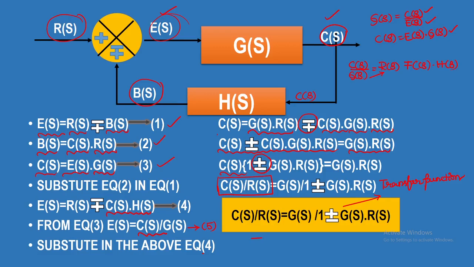Whenever you have a negative feedback, you will get a positive sign in the denominator. Whenever you have a positive feedback, the denominator will have a negative sign. So this is the block diagram of a closed loop control system and also the transfer function of the closed loop system. So that's all in this video.